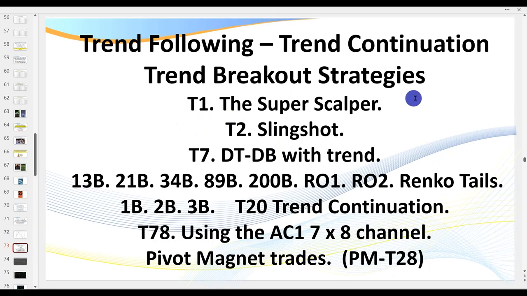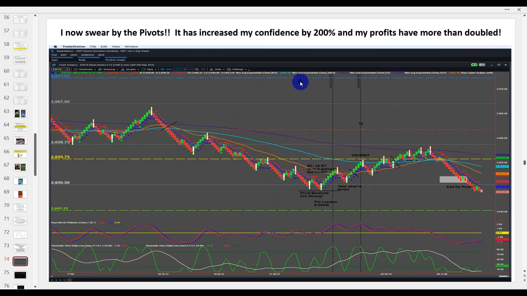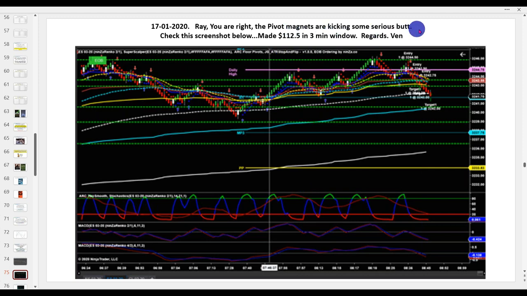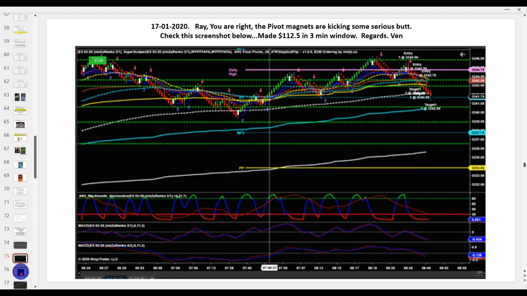Now, the two I pretty much mentioned really, and this is a repeat of this here, is really the 2B, and really the 2B and 3B, you'll see what that is, and the 34B. Now, very quickly, just a couple of slides that have been sent in from members here. I now swear by the pivots. Now, this is on pivot magnet trades, but forget about trading the pivot magnets to begin with. You've still got to know where pivots are because we bounce off them time and time again. Another member says, you're right about pivot magnets, kicking some serious butt. Now, these are trend following strategies, but the point is, we bounced off the pivots into a different direction.